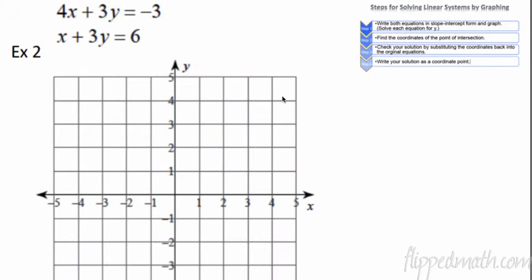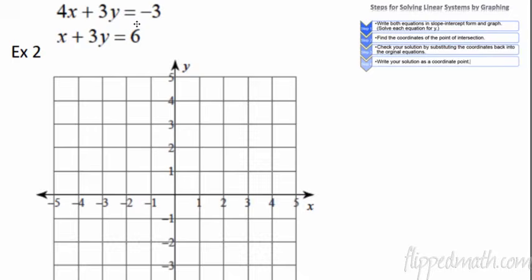Okay, so let's look at example 2 now. They're a little more difficult because we're starting to put the equations in standard form, where you have x and then y, and then it's equal to a constant. Okay, so what we're going to have to do is solve both of these equations for y. Let's do that real quick right now.